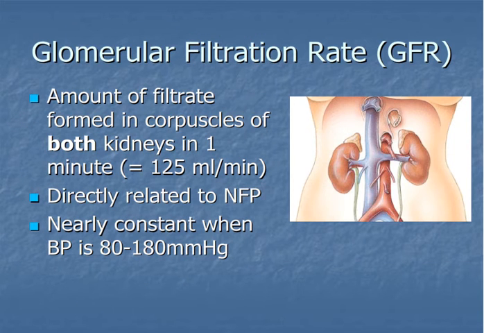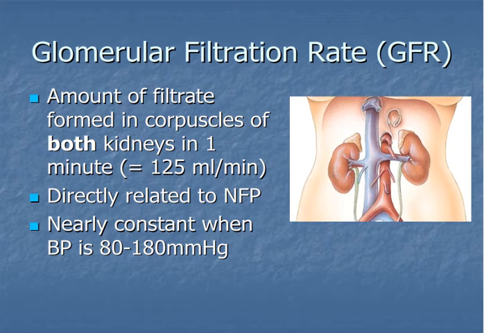Okay, a lot of times when we're looking at somebody for suspected kidney disease, we'll want to calculate something called the glomerular filtration rate. And this is simply the amount of fluid filtered by all the glomeruli of both kidneys in 1 minute. And for most healthy adults, it's around 125 milliliters per minute. And it's directly related to the net filtration pressure within the glomerulus.